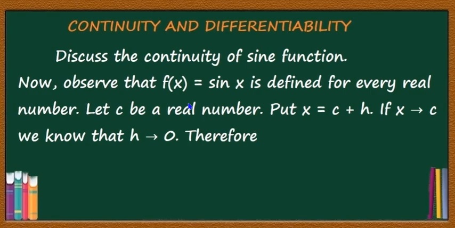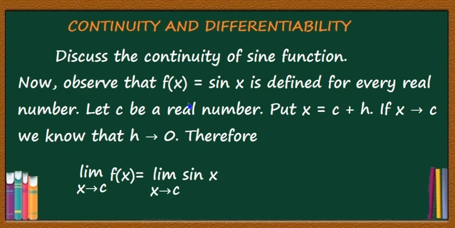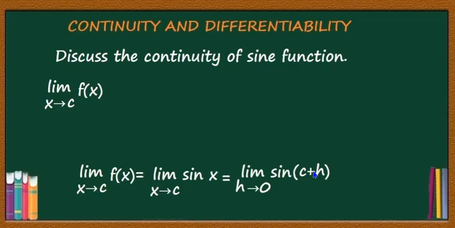Let us take limit x tends to c f of x, that's equal to limit x tends to c sin x. And what is x here? x equal to c plus h, and replace this x by c plus h. It will become limit h tends to 0 sin of c plus h, because as x tends to c, h tends to 0.